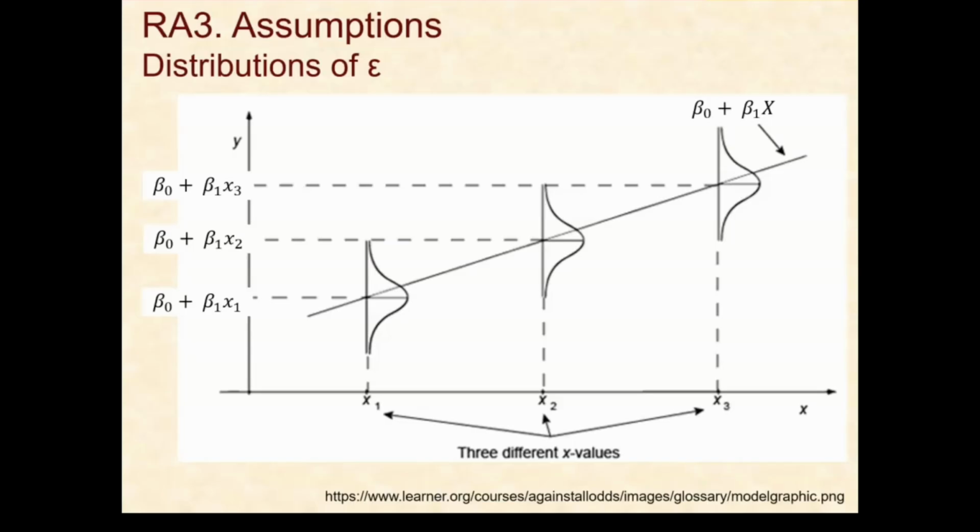For example, at the far left, the values of y in the process when x equals x1 can be described as coming from the normal distribution at left. The y values when x equals x1 have a mean equal to beta naught plus beta 1 x1 and a standard deviation of sigma. For x equals x3 at the far right, the values of y in the process can be described as coming from the normal distribution at the right. The y values when x equals x3 have a mean equal to beta naught plus beta 1 x3 and the same standard deviation of sigma.